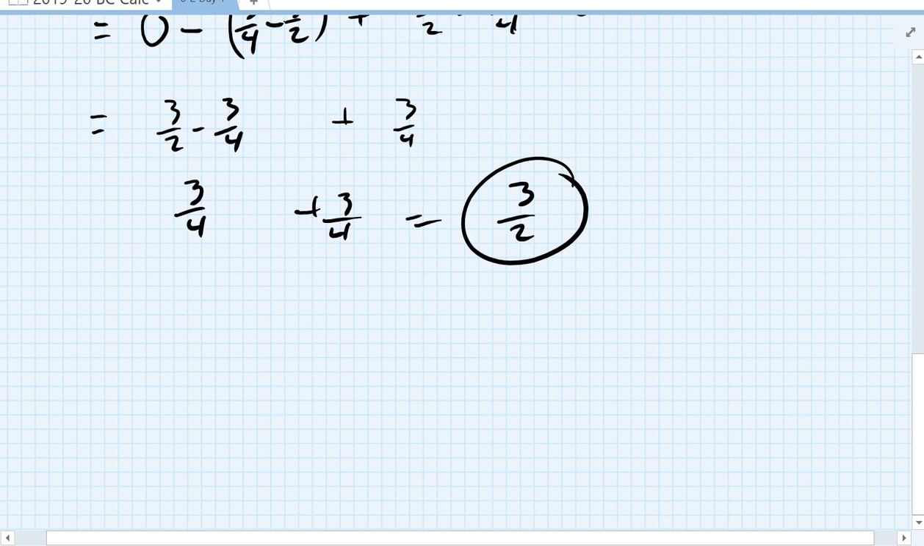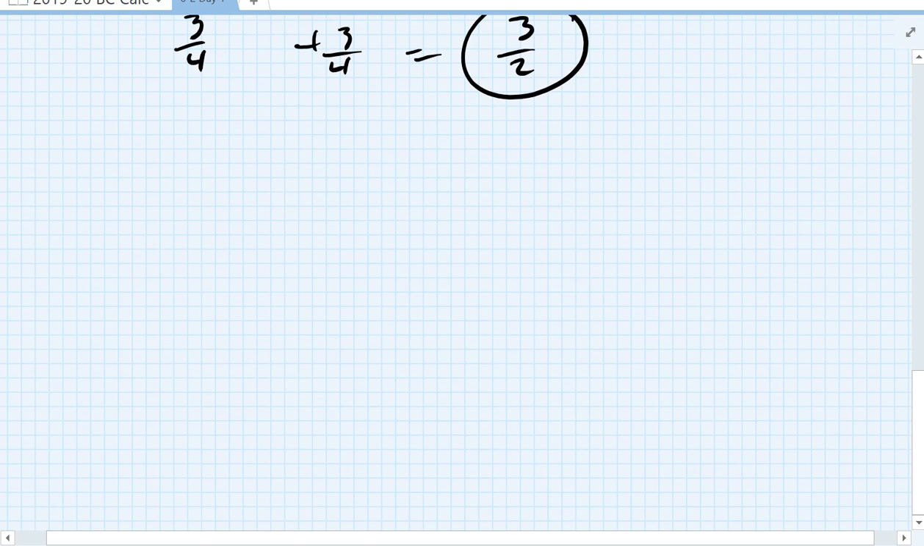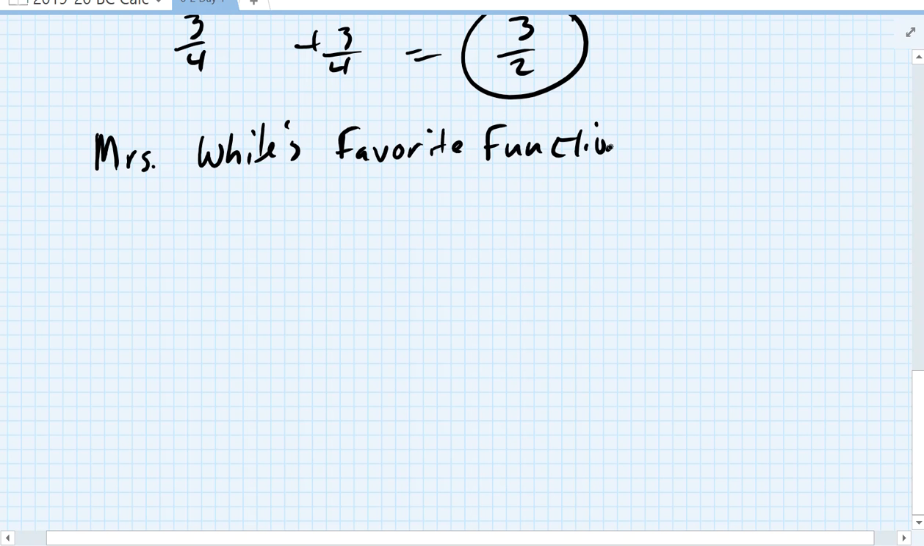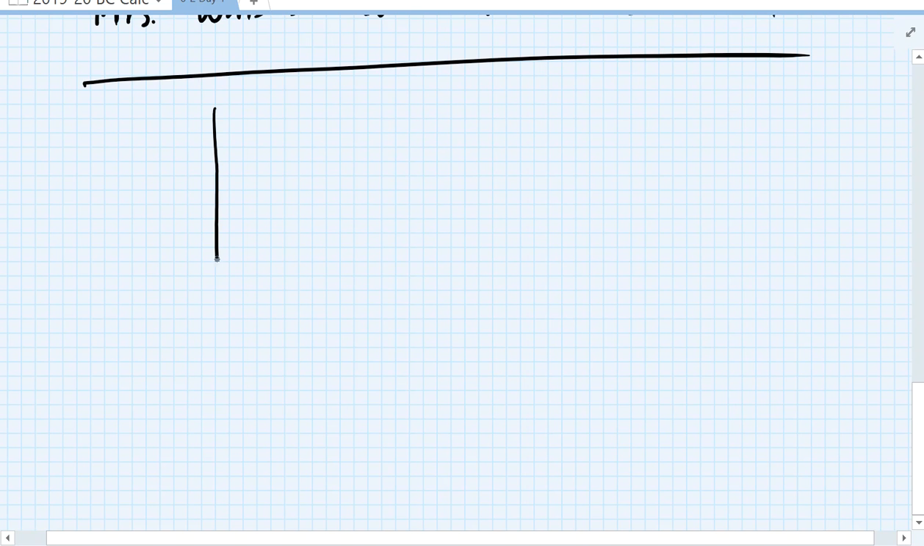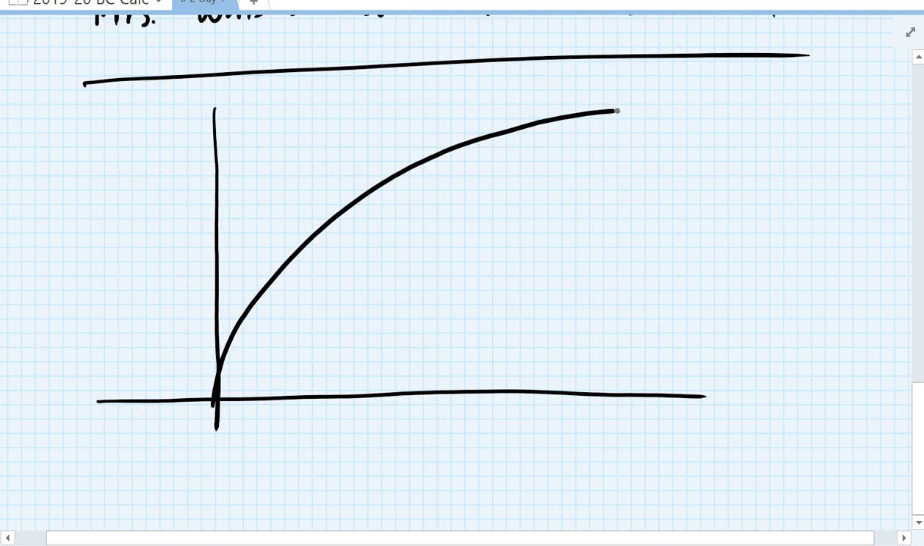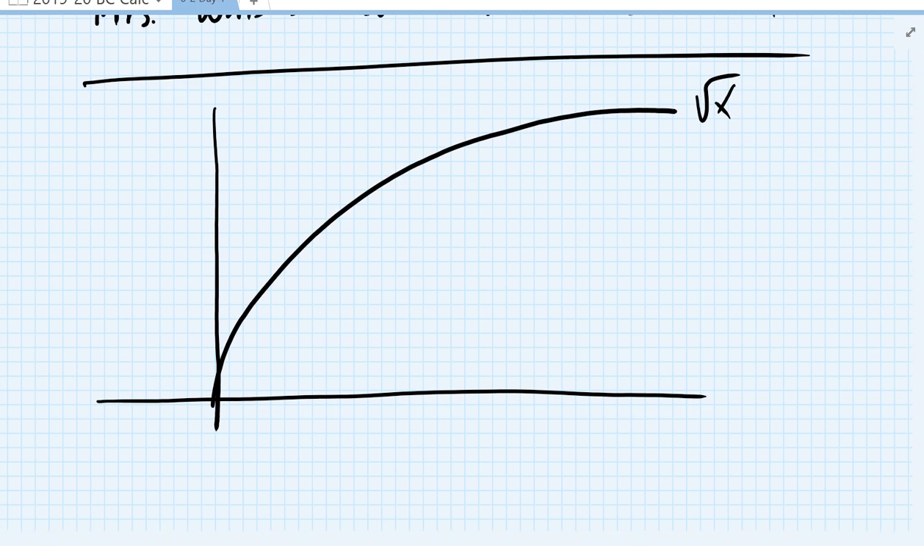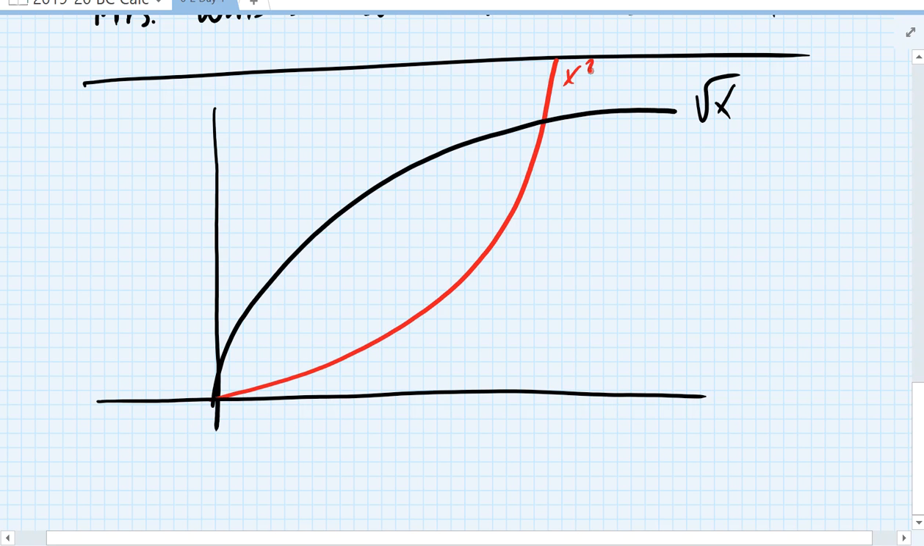Now, before we finish, I need you to know my very most favorite functions for this purpose. Most favoritist. Mrs. White's favorite functions for this. Does that mean you need to be able to graph these really fast and you need to practice them? AV means area volume. My very most favorite are x squared and square root of x. So I'm literally just sketching it. We're going to call that the square root of x. We're going to call that x squared. Really. That's how fast you have to be able to sketch these.